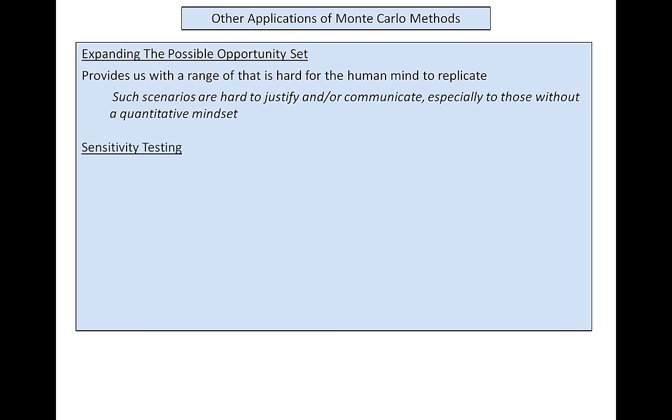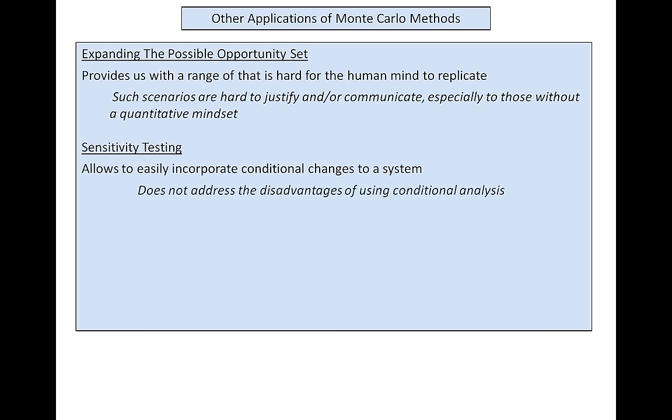Another useful application is sensitivity testing. It's very easy for us to incorporate conditional changes to a system, that is, keeping a system fixed and changing one input or one component of the system and seeing how that changes your end result. This is a really nice application, especially for those of us that may not necessarily be confident in the robustness of the system. However, this doesn't address the disadvantages of using conditional analysis.